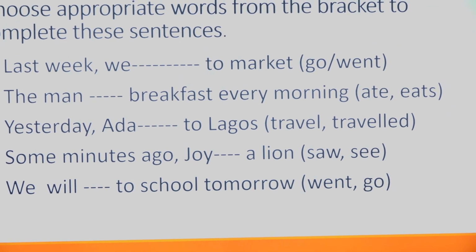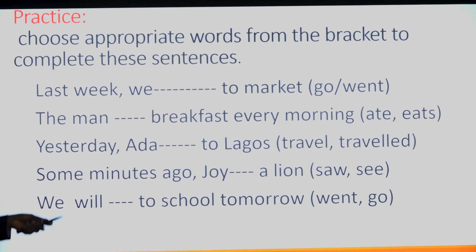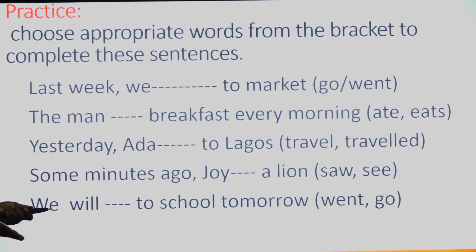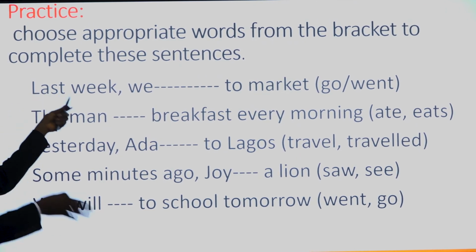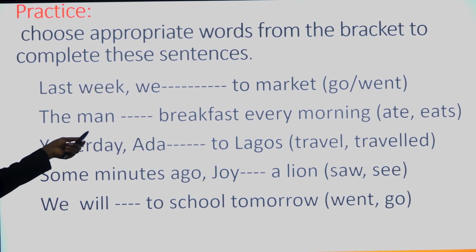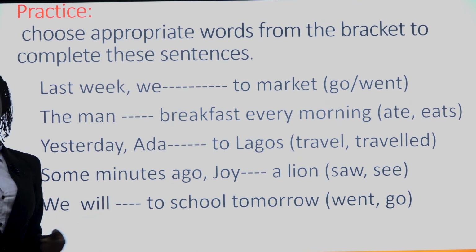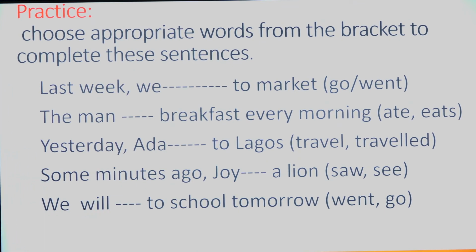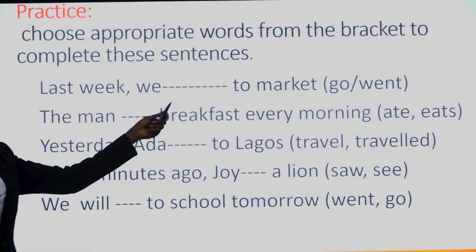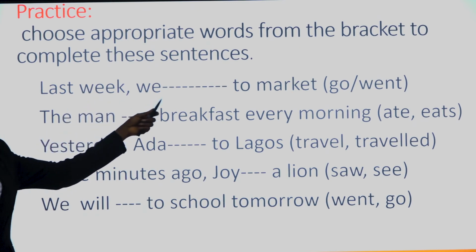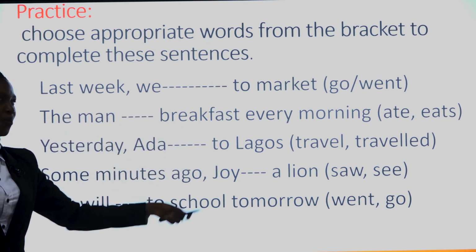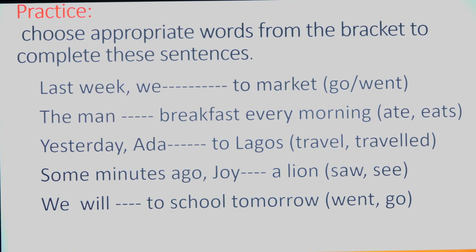We are going to practice what we have learned in this lesson. For instance, we are going to choose the verb that matches these sentences. Last week, we blank to market. I want us to choose the correct verb: go, went. Are we going to say last week we go to market? No. Last week we went to market. That is the correct answer.